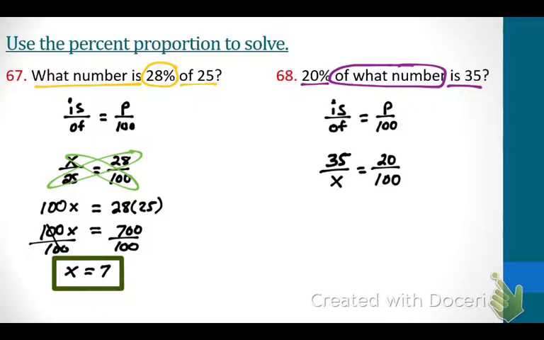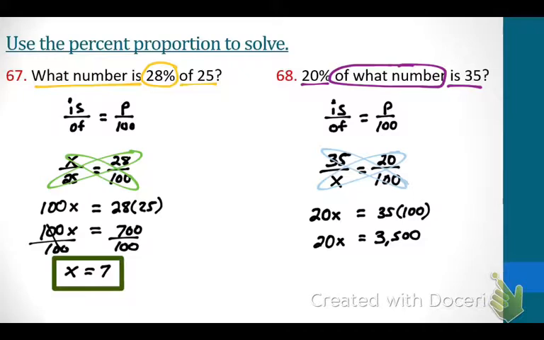Zion, what do I do next? Which method would you like to use? Cross products. Let's use cross products. Okay, so we're going to circle the ones that are diagonal. What do I do? Put 20x on the side, and then put 35 times 100. Very good. What is 35 times 100? 3,500. How do I get that X by itself?